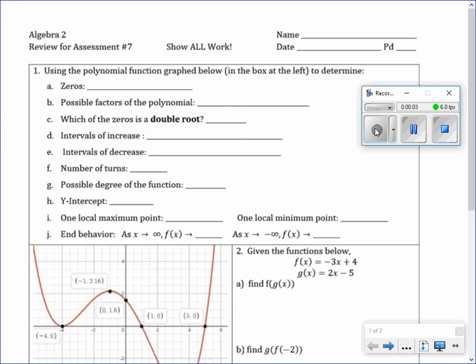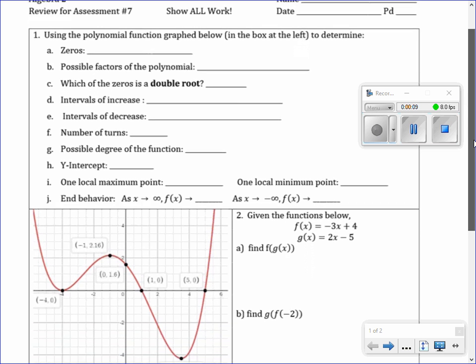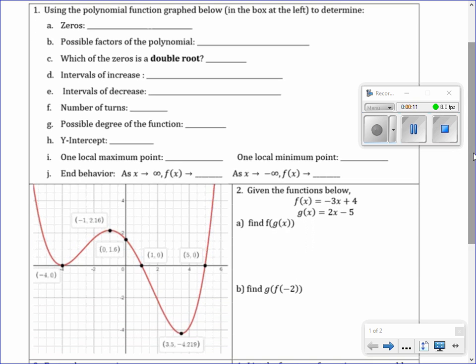All right, this is going to be the video for the review for assessment number 7. And all the questions in number 1 are based off of this graph down below, so I'm just going to be looking at that. So the first question, the zeros. Remember, zeros also means x-intercepts. So I'm just going to go and mark those. So here are my x-intercepts, here, here, and here.